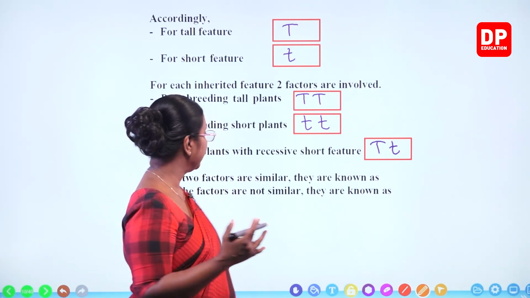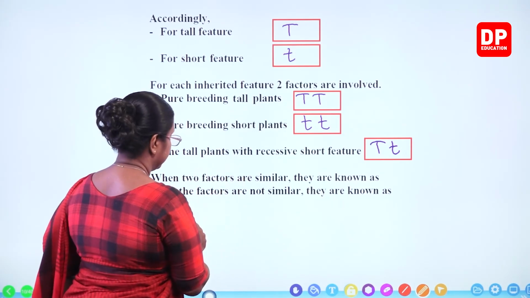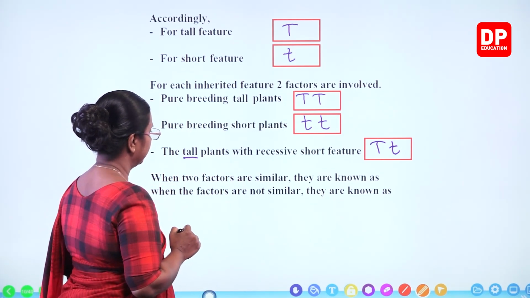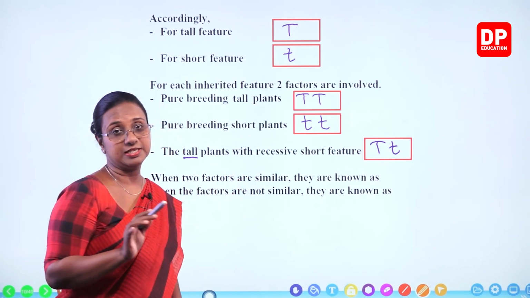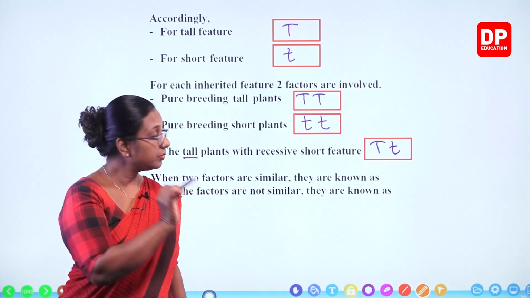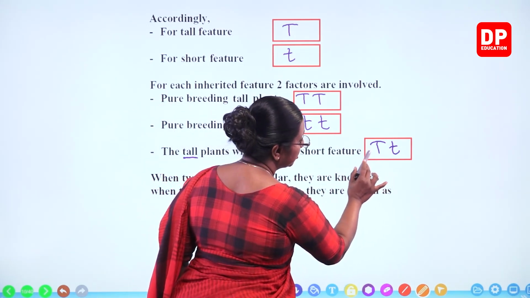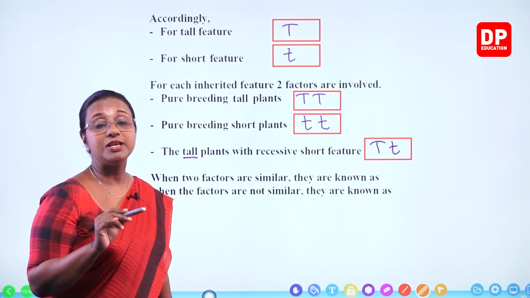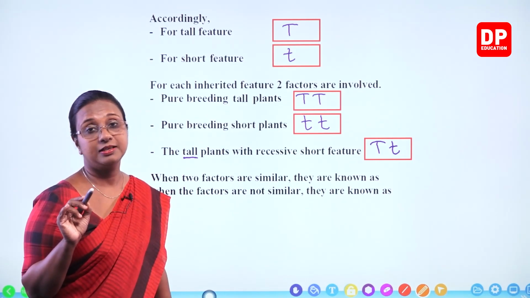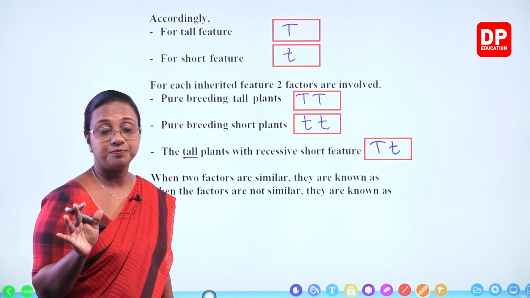The plants will be tall plants. That you have to understand. This is the tall plant with recessive short feature. Although the factors are mixed, tall and short, still the plant will be tall because tall is the dominant character. You all have to understand that.